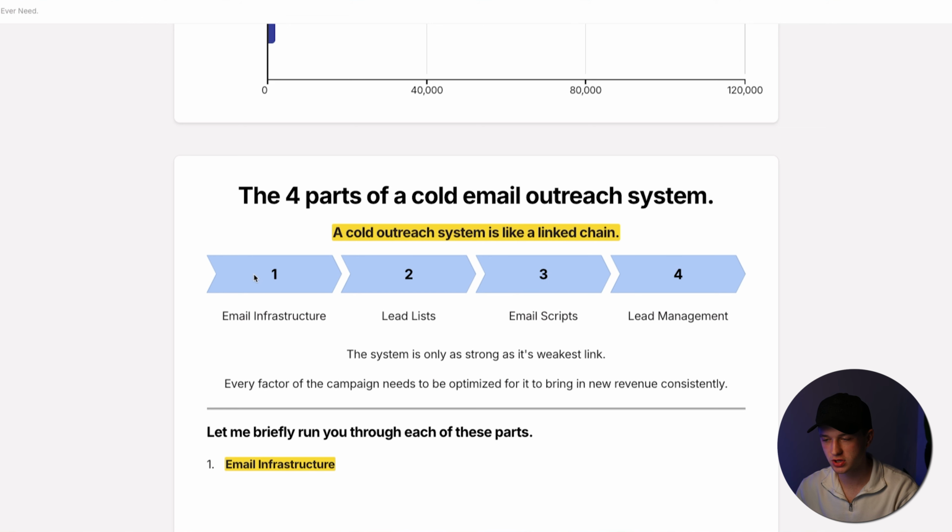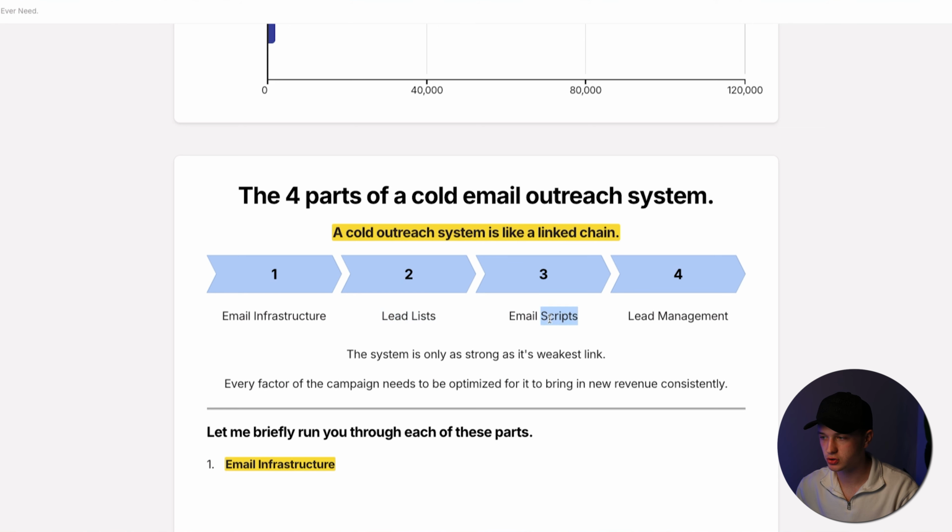So the 4 parts are email infrastructure, lead lists, email scripts, and lead management. Now, to go through just one sentence on each: email infrastructure is how you are able to send thousands of emails every single day, every single month without going into spam, and without having to manually sit there and do it. So that's email infrastructure. Email lead lists or contact lists: if you're sending that many emails, you need to have relevant decision makers to send them to. So that's why this one is also very important.